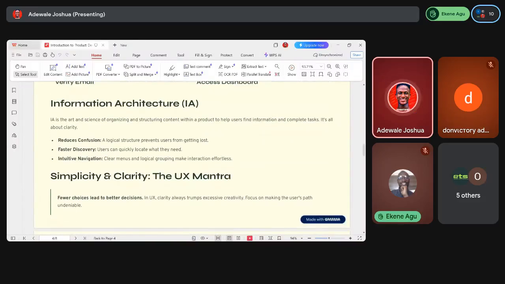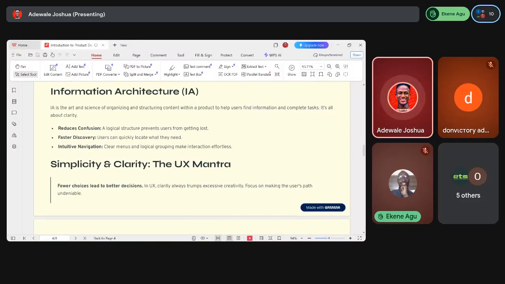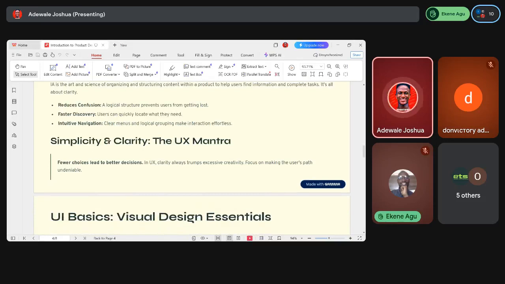Then information architecture, which is IA. IA is the science of organizing and structuring content within a product to help users find information and complete tasks. It's all about clarity. So this part reduces confusion, gives faster discovery, and intuitive navigation.